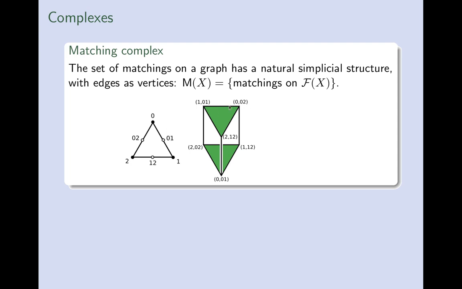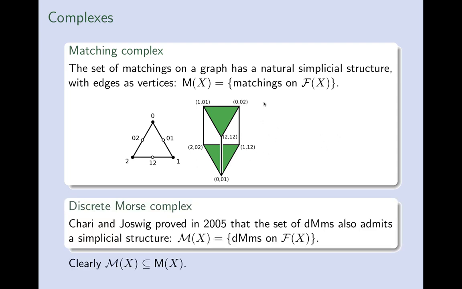So for example, we can see this top simplex here is generated by 1, 0, 1, so this half edge here in the face poset, then 2, 1, 2, and 0, 0, 2. So these three edges here form a matching that gives us this 2-simplex here, and the same for all the other faces here.